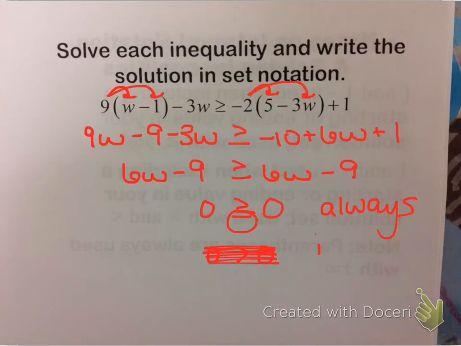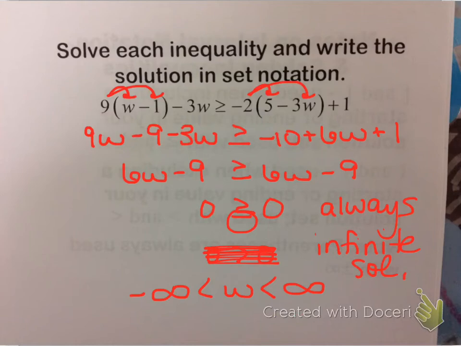And so this is what we would call infinite solutions. What that means is that all of the numbers are solutions to it. So in set notation, you would say that w is in between negative infinity and positive infinity. All solutions work on that one.